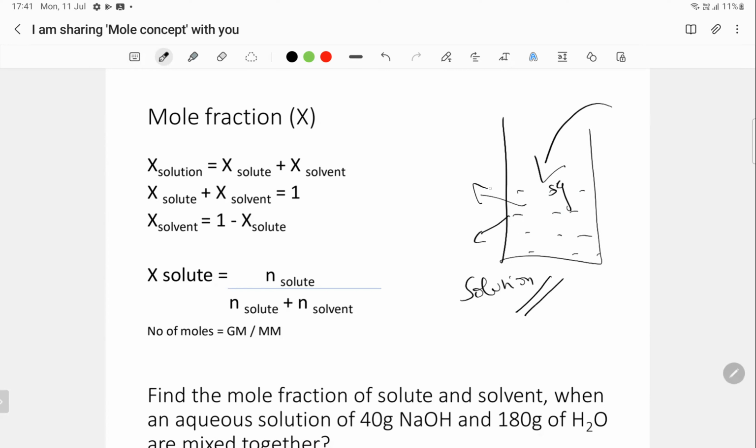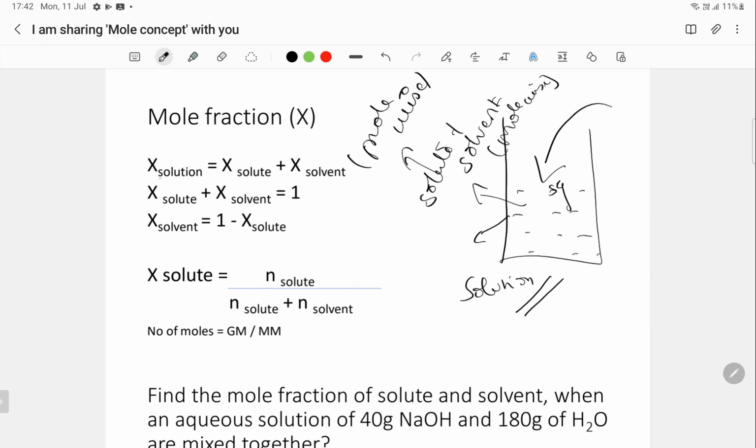So definitely this solution is a mixture of solute and solvent. How much solute is present mole wise? How much solvent is present mole wise? That is your mole fraction. Here you can see I have displayed the formula in front of you. Mole fraction is denoted by X. So what is molarity denoted by? Capital M. Molality, small m. Very good. So this mole fraction is denoted by X.